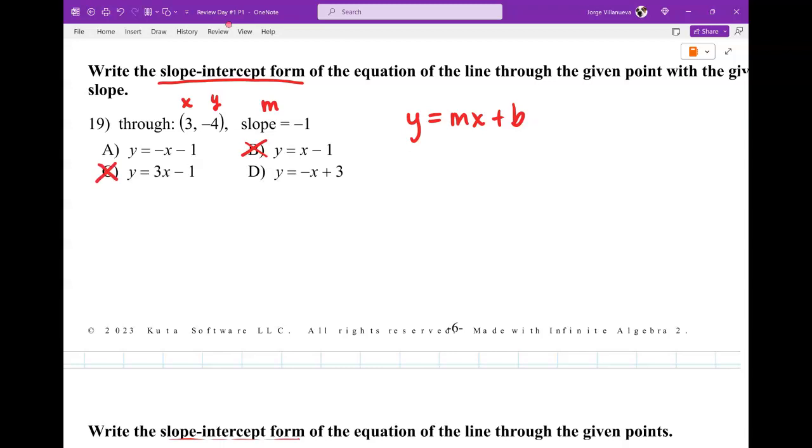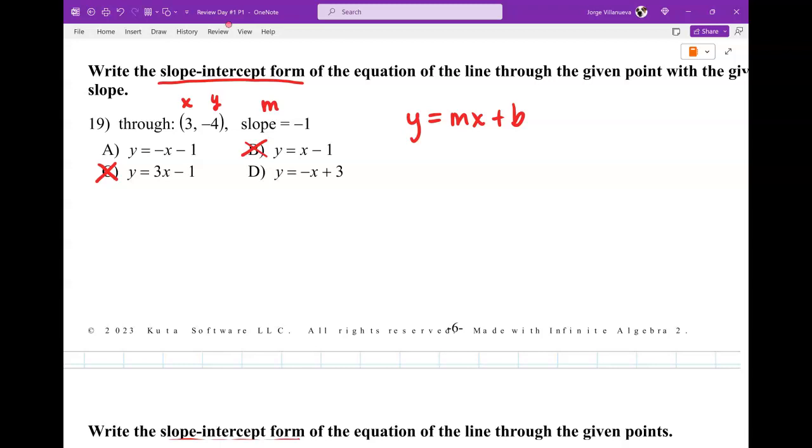Because in B, the slope is 1. And in C, the slope is 3. So that doesn't make sense. Only A and D make sense. Slope of -1. So let's figure out my b value. So it's either going to be a -1 or a +3.